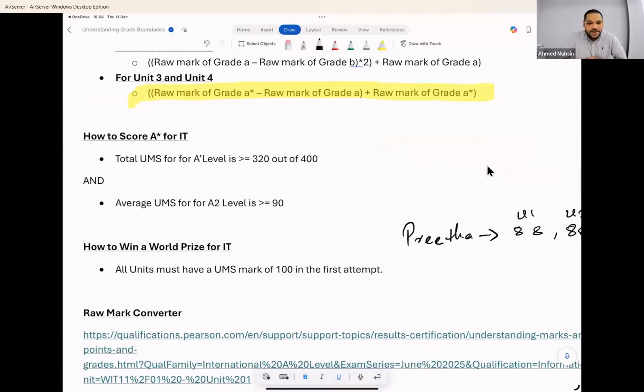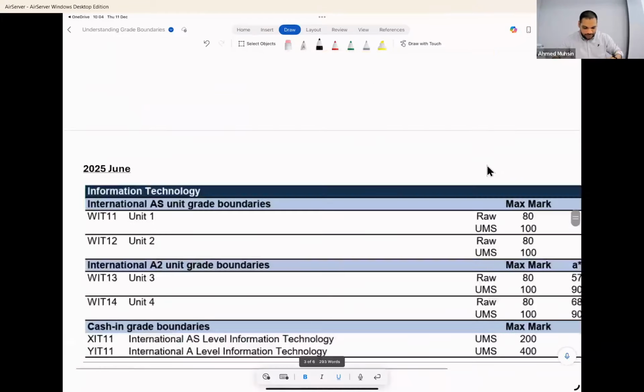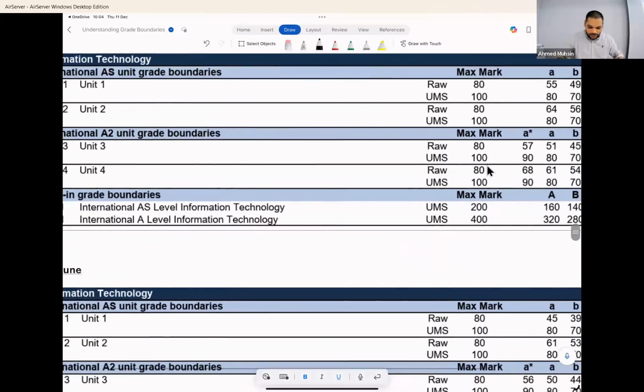Rule number 1. Your total UMS. Now tell me what will be the total UMS for A level? Look at me. Don't look at the board. What is the total UMS? For Unit 1, the UMS is 100. For Unit 2, UMS is 100. Unit 3, UMS is 100. Unit 4, UMS is 100. Everyone know that now? Look here.